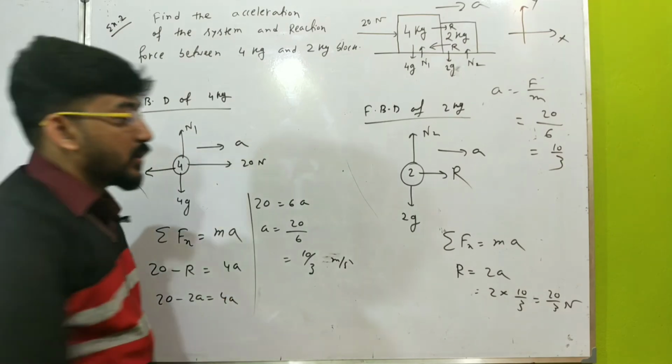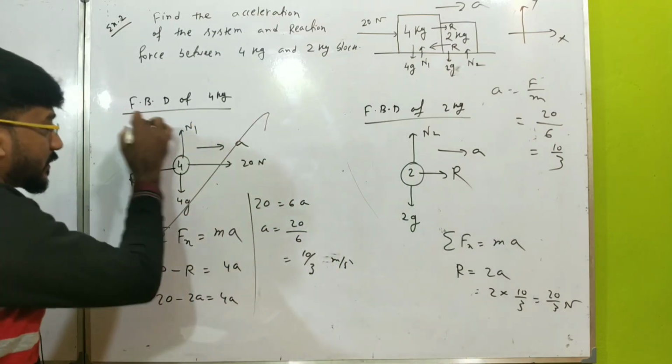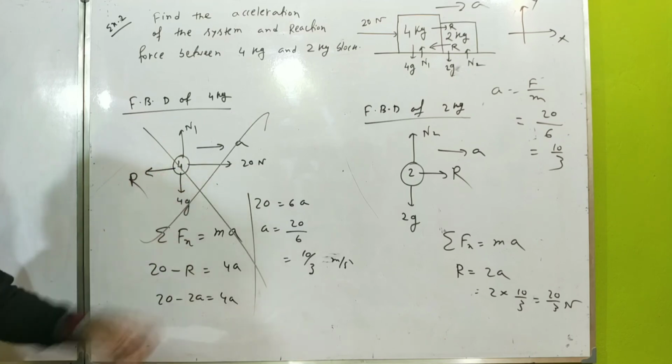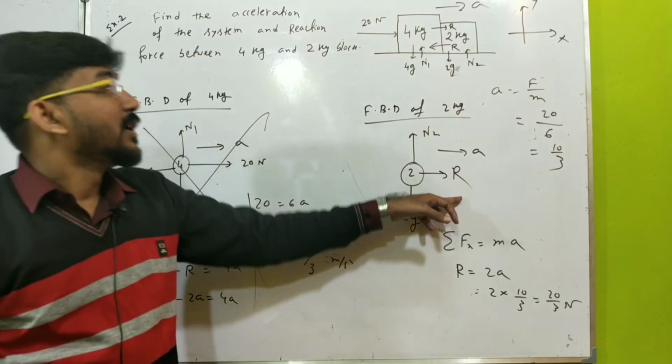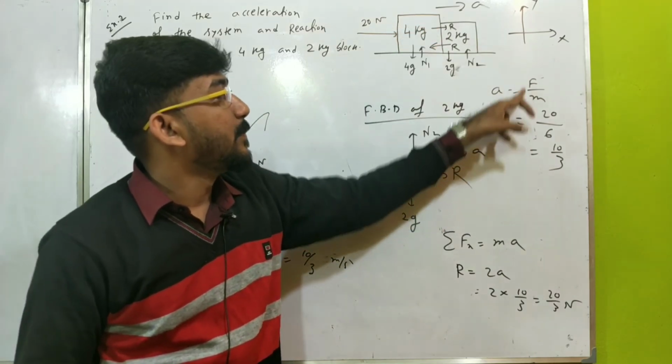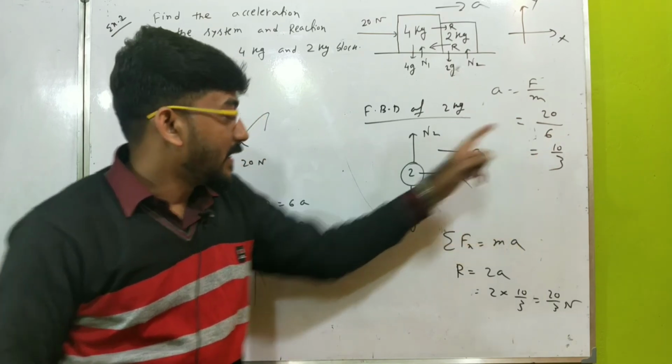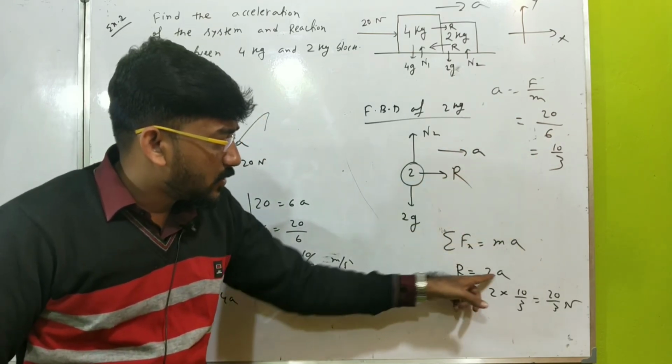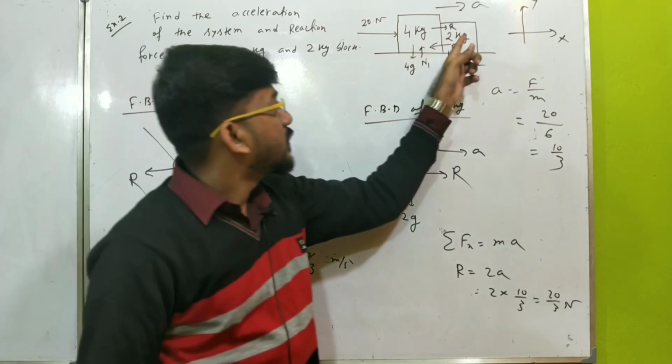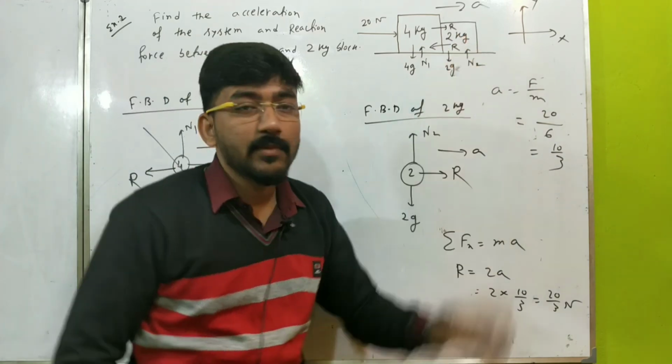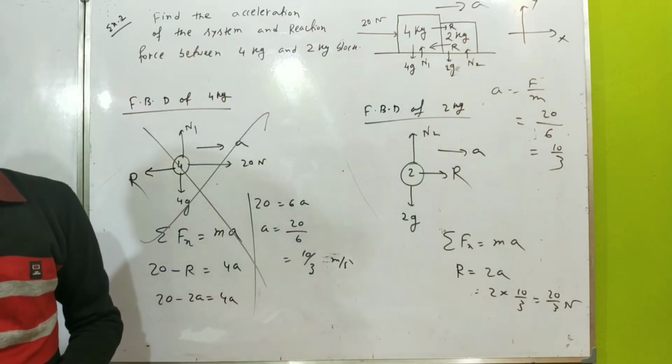And then you have to put it over here, so you don't need this thing. In this free body diagram, you don't need to find a and R. You can directly find a from here, that is F by m, that is 20 by 6, that is 10 by 3, and you just have to put a over here, and you need only the free body diagram of this object, the 2 kg object.